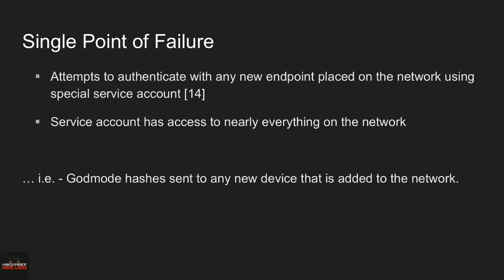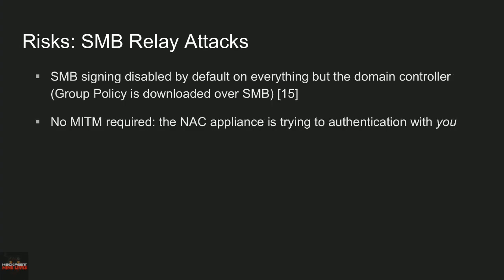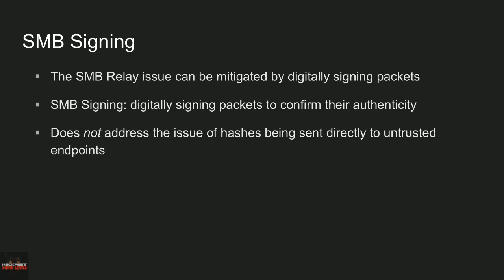You now have this device that has God mode privileges, and as soon as you put a new endpoint on the network, it tries to authenticate with it over NTLM, which you can relay to other things. So naturally, if you don't set up your network with SMB signing, you can just add new endpoints to the network and then relay these authentication attempts to basically anything you want. Unless you enable SMB signing, which I guess stops that. But you still have these really powerful hashes being sent to any new device that is added to the network. So that kind of sucks. I mentioned SMB signing. Basically, that's the process of signing packets to confirm they're authentic.